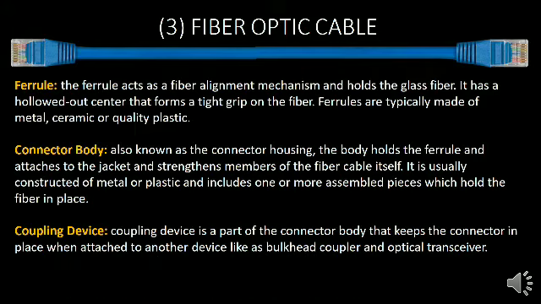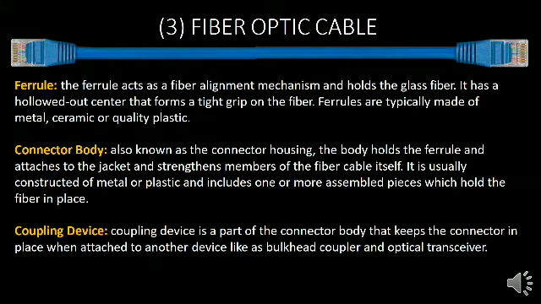Ferrule. The ferrule acts as a fiber alignment mechanism and holds the glass fiber. It has a hollowed-out center that forms a tight grip on the fiber. Ferrules are typically made of metal, ceramic, or quality plastic.